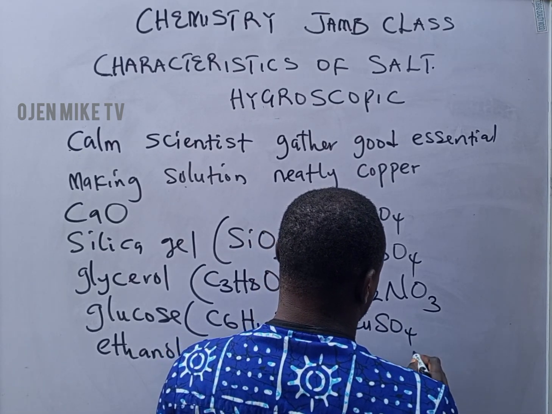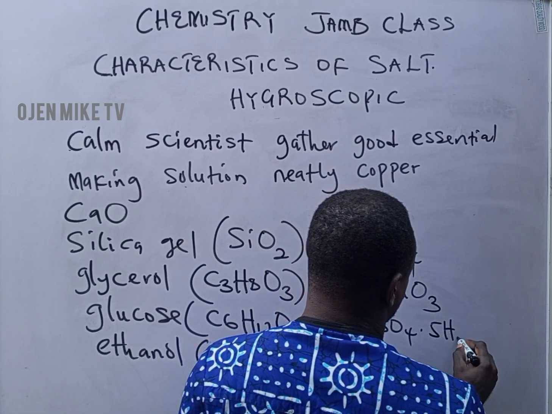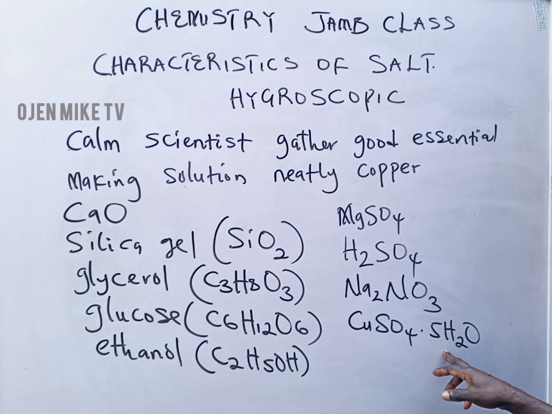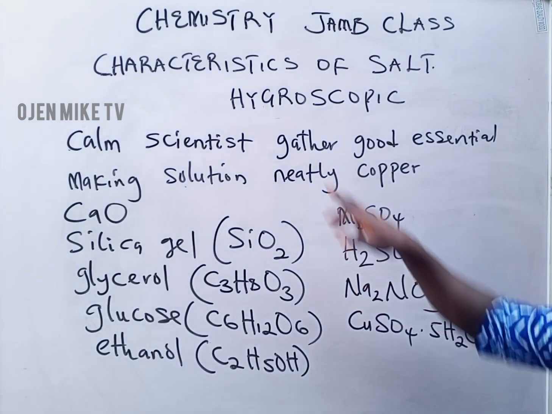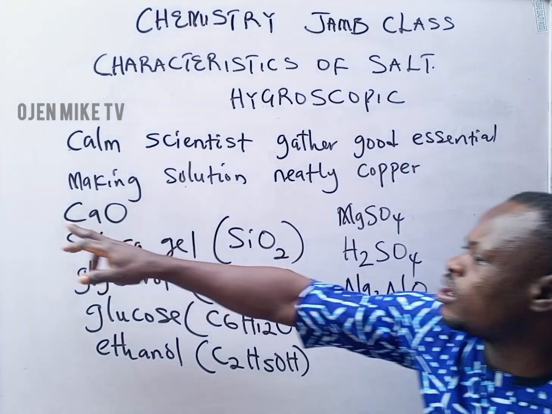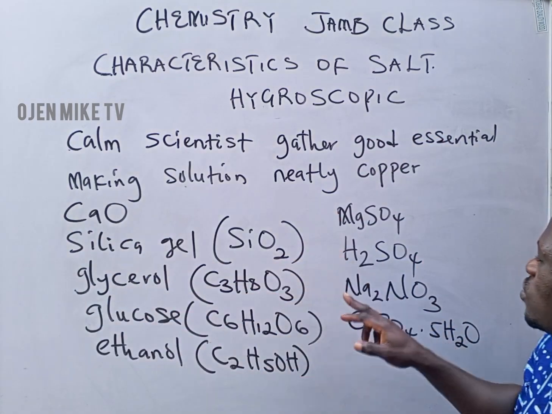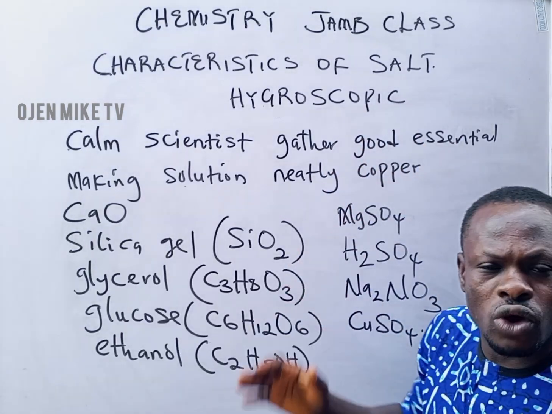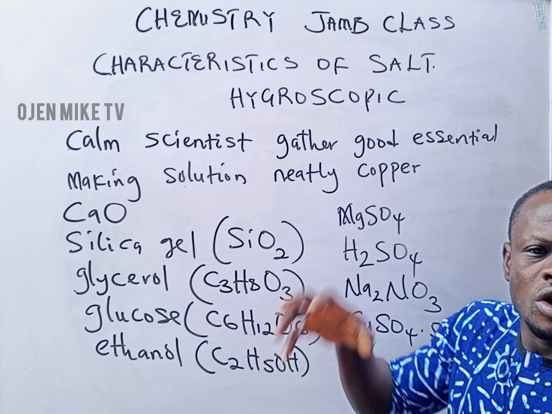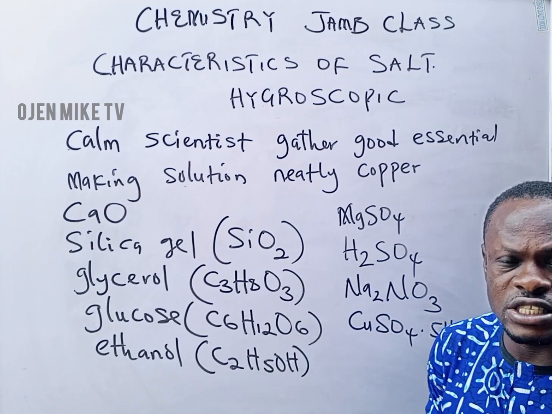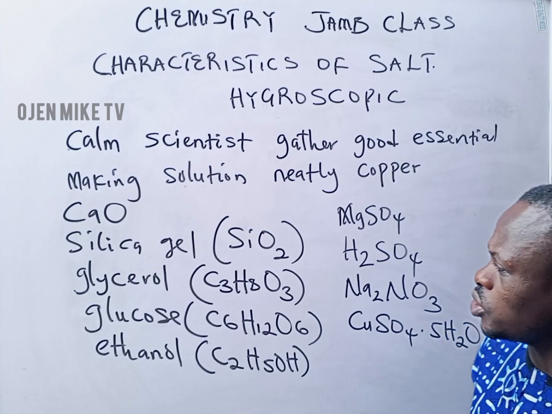Copper sulfate pentahydrate. Copper(II) tetraoxosulfate(VI) pentahydrate. This is another good example of a hygroscopic substance. So typically, we have 9 of them: 1, 2, 3, 4, 5, 6, 7, 8, 9. I told you hygroscopic substances are those substances that absorb moisture but don't turn to solution. They are sticky in nature. So these are the examples.